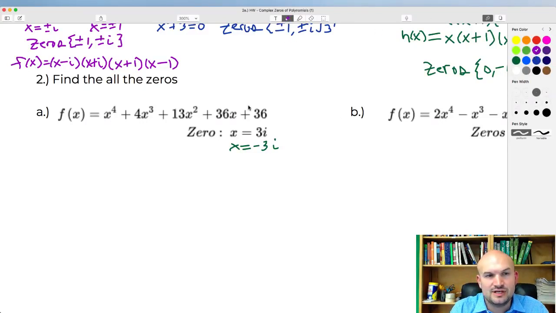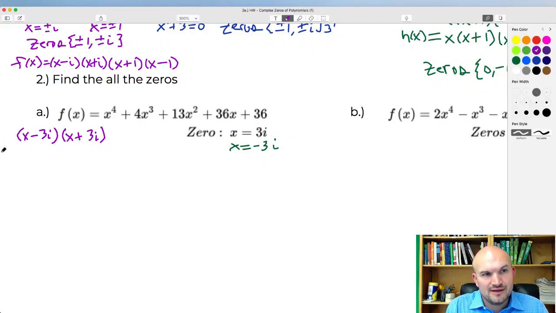And the understanding is if you have a 0, then you have a factor, right? And remember, factors are what evenly divide into a polynomial. So if these are my zeros, then that means I have these two factors, x minus 3i and x plus 3i, right? So just like 12 has factors 3 and 4, because 3 times 4 equals 12.